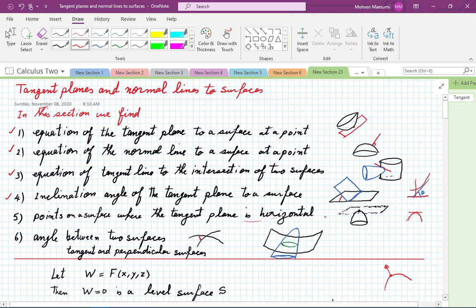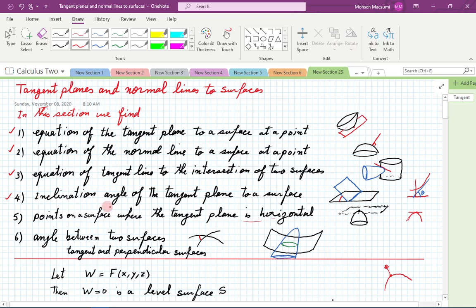And then last item, angle between two surfaces. Just same way that we can talk about the angle between two lines or two curves, we can also talk about the angle between two surfaces. Let's go ahead and start this topic.